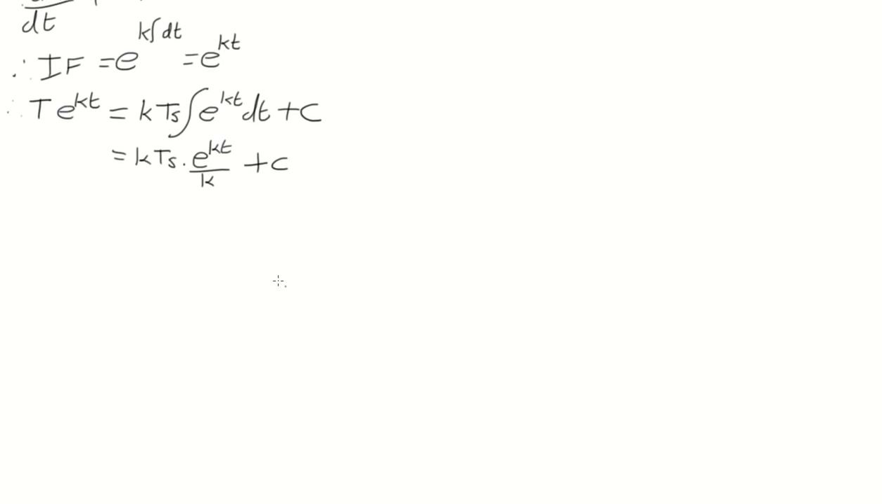So we are therefore having, let me put it close. I think I wrote my equality sign very far. Okay, so we can see k and a k, these two will cancel. So therefore we'll be left with Ts e raised to kt. Again, it's not a 5, it's a Ts, surrounding temperature. Okay, plus C.